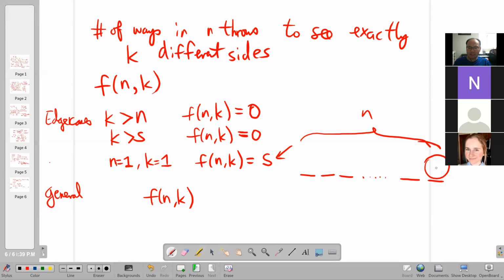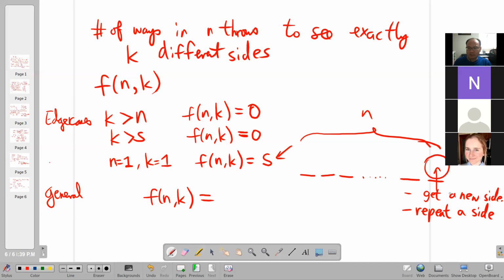What can I get? This last throw, I can either get a new side, or repeat a side that I have already seen. Those are my two choices. There are no other choices. Does that make sense?